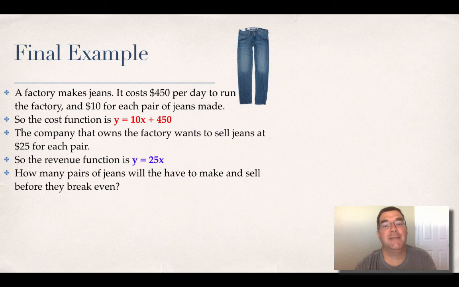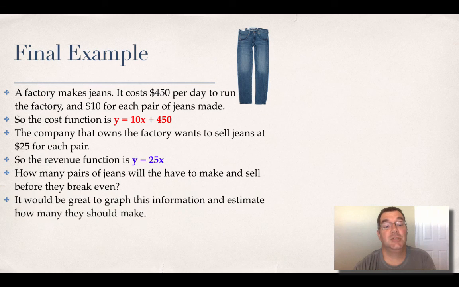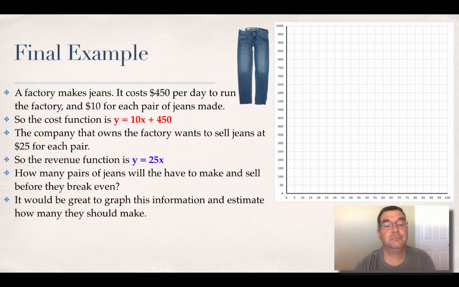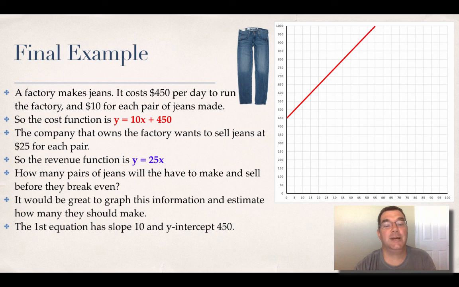And obviously anything above that is better, but we want to know the minimum amount they would have to make in order to break even and not have to pay more than they're earning. So let's look at a graph. All right, so the first equation is y equals 10x plus 450. So it has a slope of 10 and a y-intercept of 450. If you look at the x-axis, it goes up by 5s, and the y-axis goes up by 50s. So a slope of 10 means I'm going to go over 5 and up 50. So basically you're going diagonally through each little square.